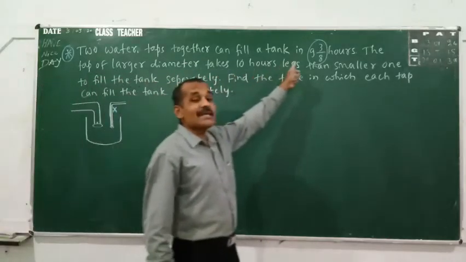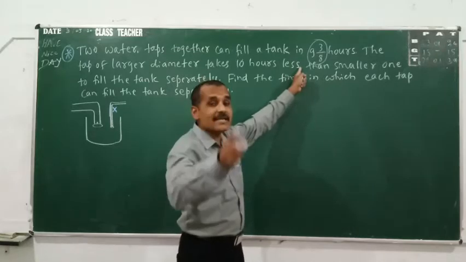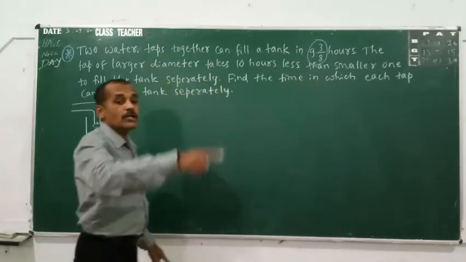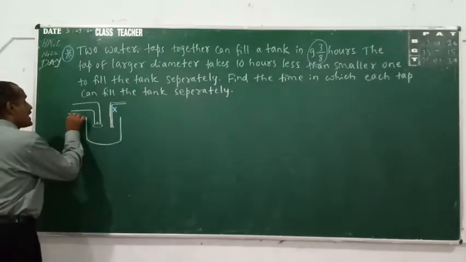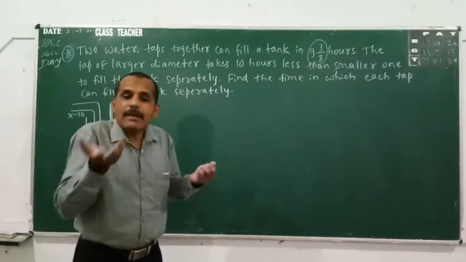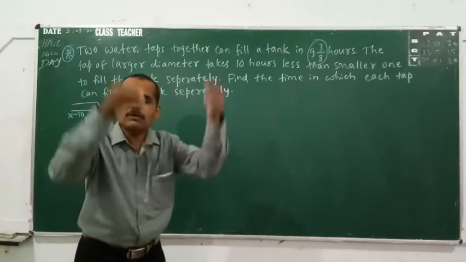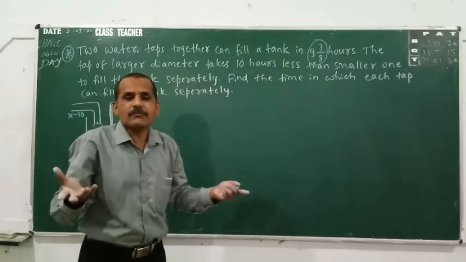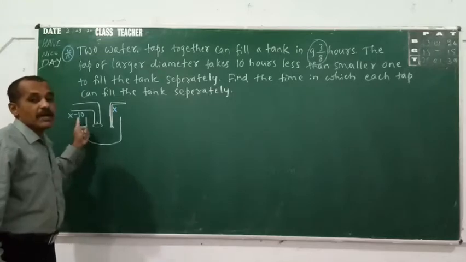The larger tap takes 10 hours less compared to the smaller tap, and the smaller tap takes x hours. Naturally, this is x minus 10. See, the larger the tap, the time must be less. The tap is bigger, so it will fill the tank faster. That means the time taken will definitely be less. So when this is x, this is x minus 10.